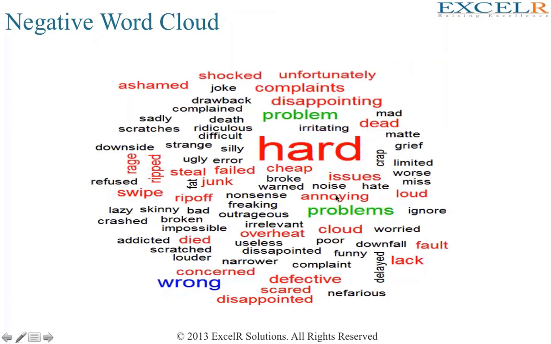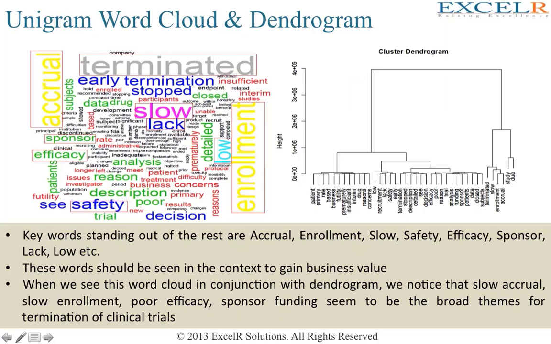I'm now going to explain to you another case study wherein clustering also can be used along with your text. When I've done this word cloud, this is called a unigram. Unigram means you try to come up with the word cloud which has a single word. Look at these, right? Now, if you look at this, the words accrual, terminated, enrollment, low, lack, slow, safety, all these are standing out. But I need to read these words in the context to know what are the reasons why clinical trials are being terminated. And I've coupled this with a dendrogram.